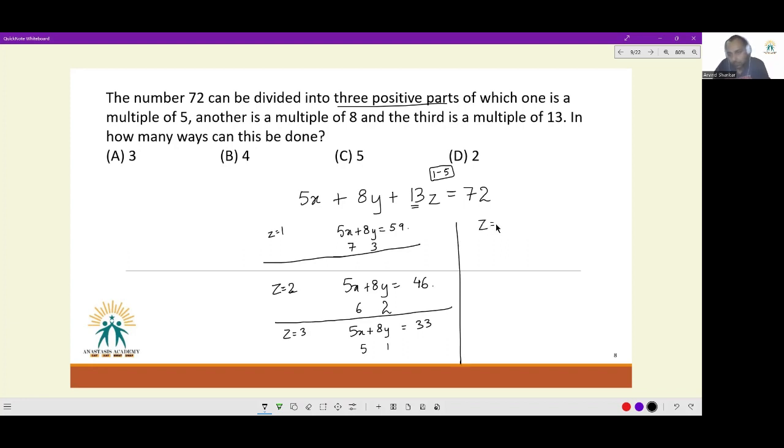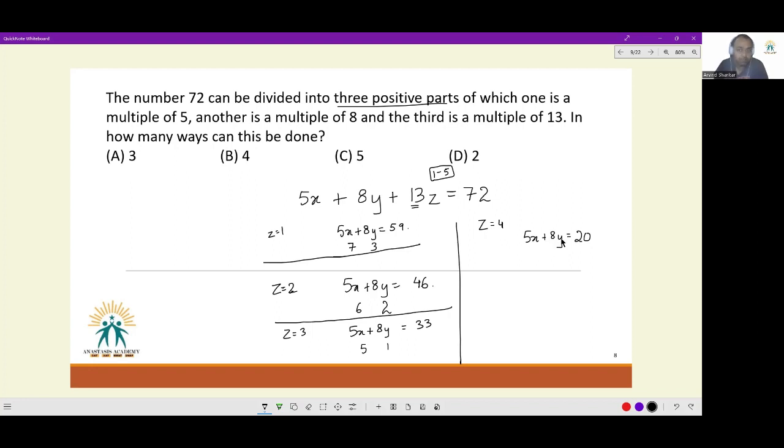How about z equal to 4? At z equal to 4, I'd have 5x plus 8y is equal to 20. Now see, this is a multiple of 5, this is a multiple of 5, so 8y also has to be a multiple of 5.